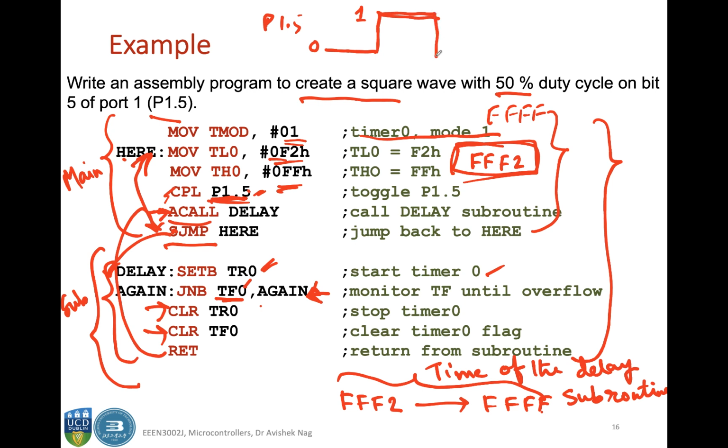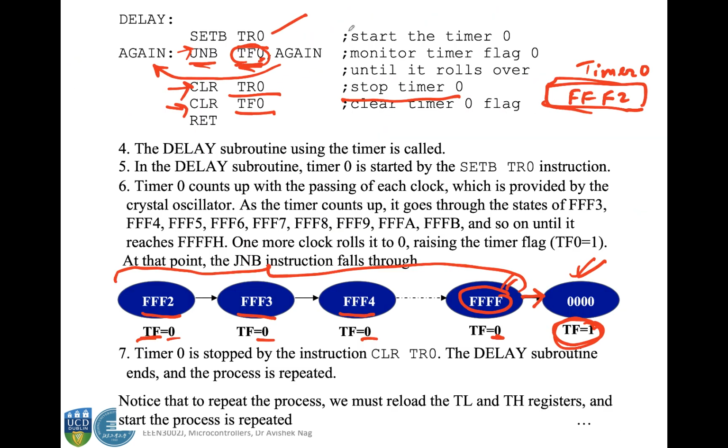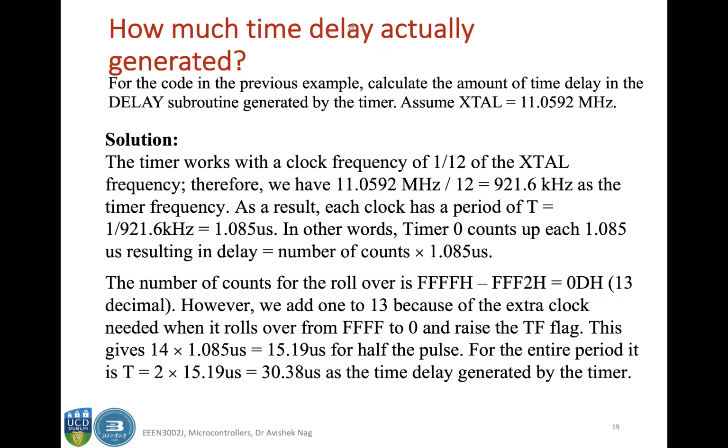So this 1 goes to 0, and it remains at 0 for another time period, which is the time of the delay subroutine again. And then this operation repeats, and you get a square wave at the output of P1.5. So this is what is happening.